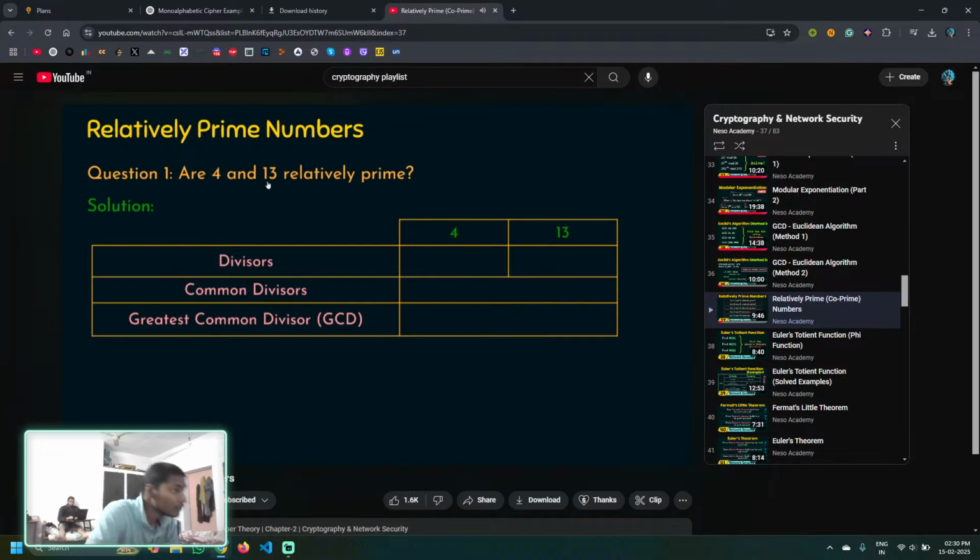What are all the divisors of number 4? The divisors of number 4 are 1, 2 and 4. What are all the divisors of the number 13? Please note here 13 is a prime number, so obviously the divisors will be 1 and 13, because prime numbers will have only two factors. One is the number 1 and the other one is the number itself, right?